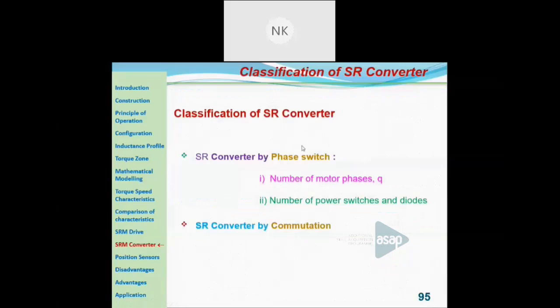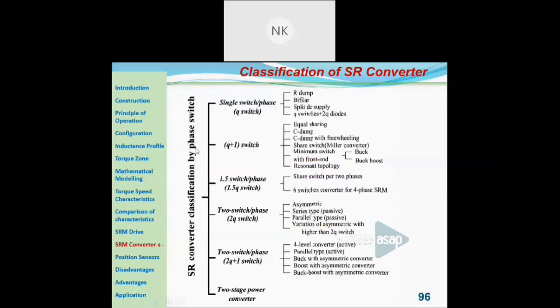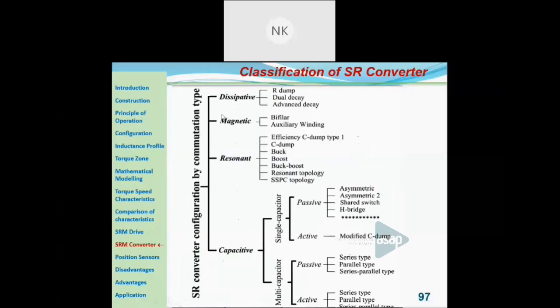Then the classification of SR converter: you can divide it depending upon the phase switches and the commutation. So here you can have the SR converter classification. You can have a single switch, Q+1 switch, 1.5Q switch, 2Q switch, or 2Q+1 switch. Each one can be divided into R dump, bifilar, split DC, or C dump possibilities, resonant possibilities, asymmetric type, parallel type. Then depending upon the commutation type, you can have dissipative, magnetic, resonant, or capacitive. You can have the different classification also.